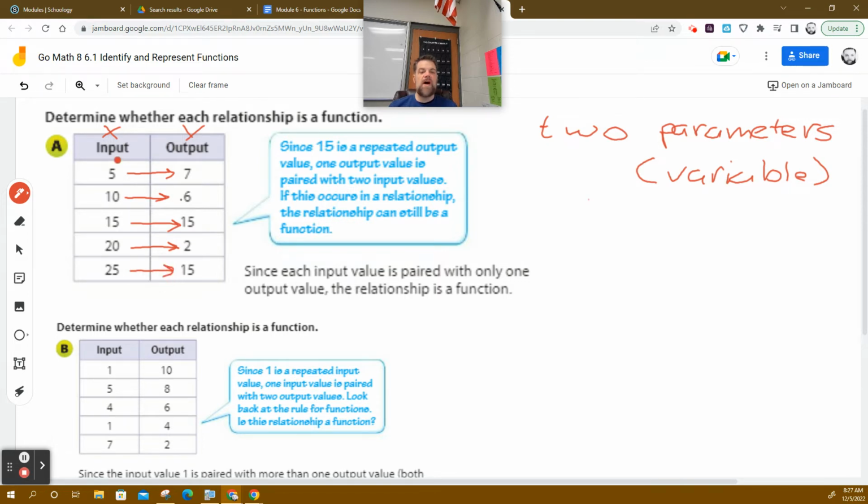Now, it's true the y's repeat, but the only thing we look at when we're determining if something is a function is the x's. I always say no repeating x's. I want you to write this down.